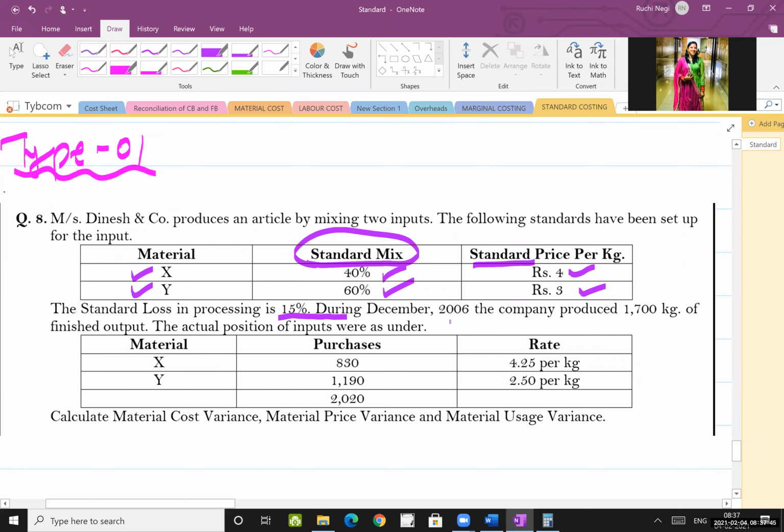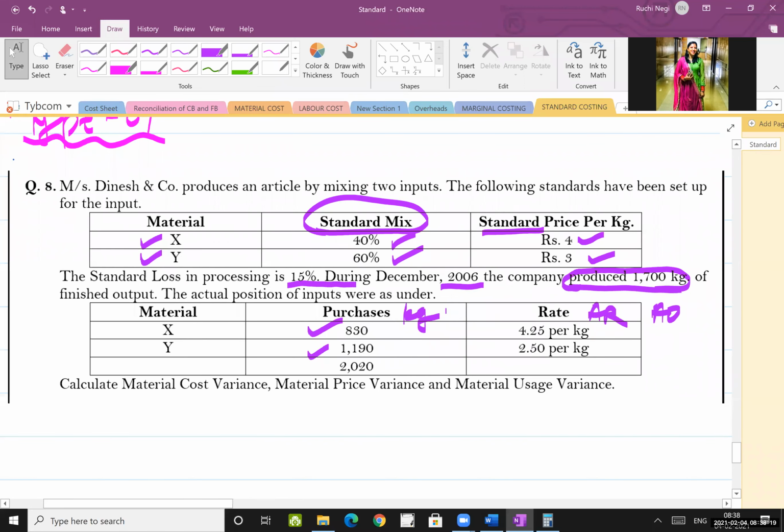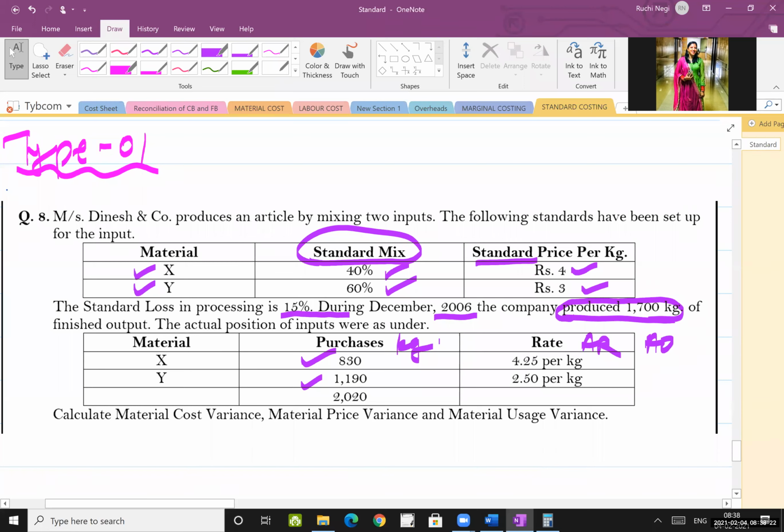During December 2006, the company produced 1700 kgs of finished output. The actual position of inputs were as follows. So this is my actual output, 1700 kgs. And this is my raw material in kgs, 830 and 1190. And the rate is given, this is the actual rate, 4 rupees 25 paisa and 2 rupees 50 paisa per kg. Is the question clear? The standard output is not given in this sum, but actual output is given. So then what to do? Question is that.